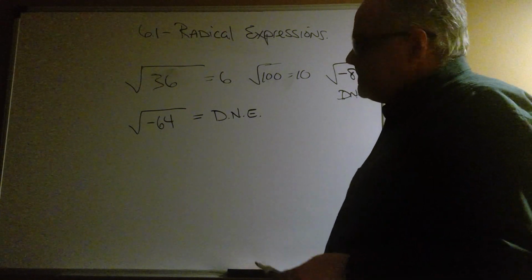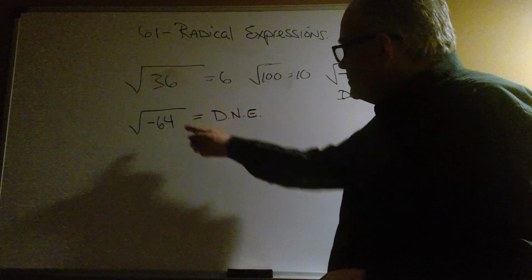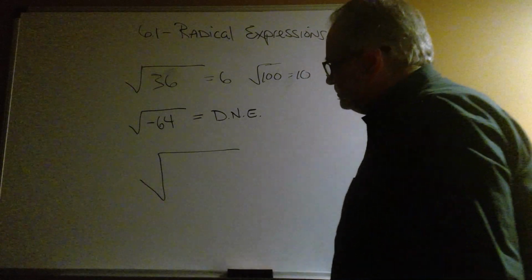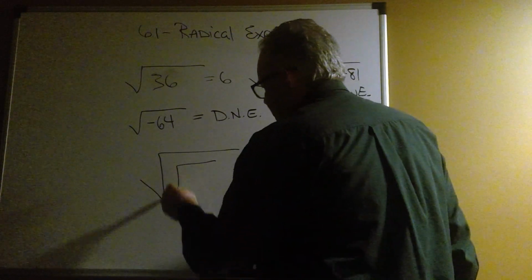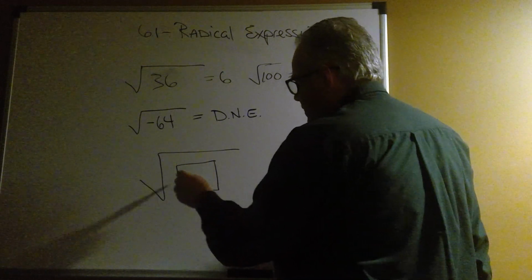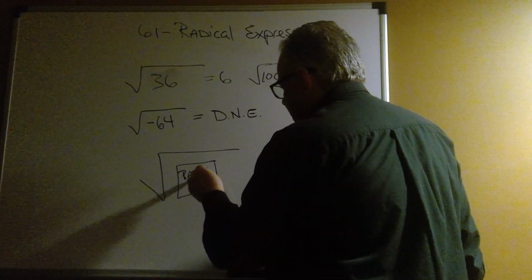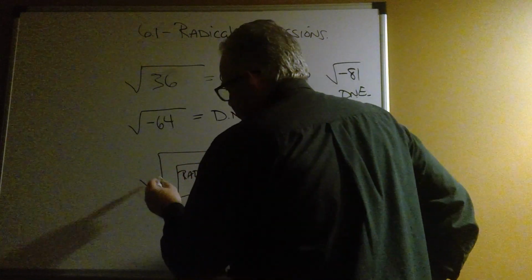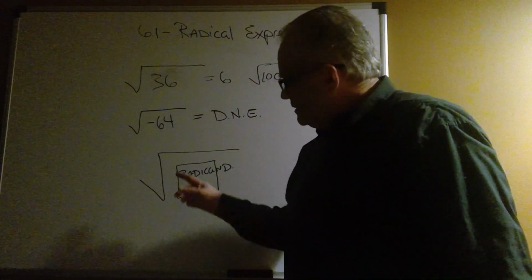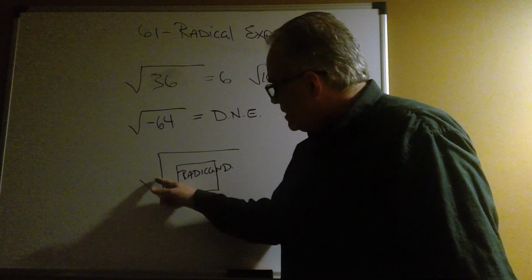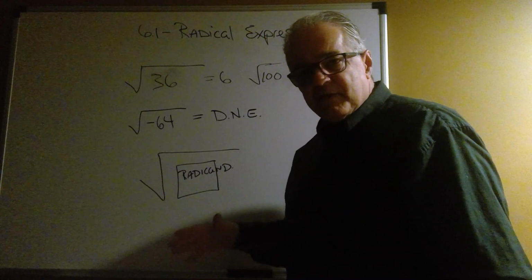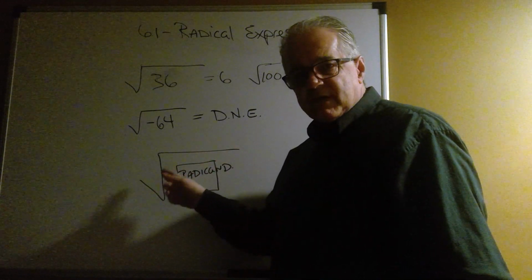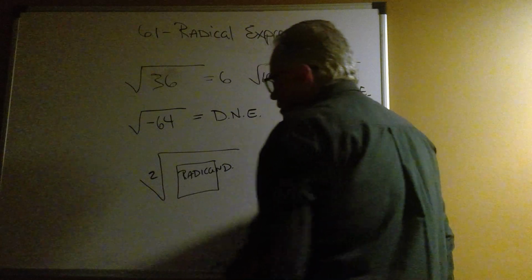Another example of what we're going to be dealing with is this setup here of a radical. This is a radical. The number inside, underneath the radical sign, is called the radicand. Then we also need to know there is a number called the index number that goes here when it's something other than the square root. With the square root, the index number is really a 2.